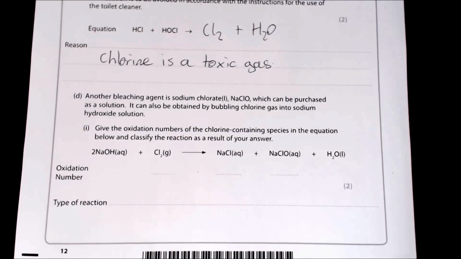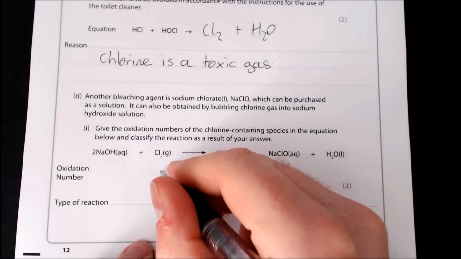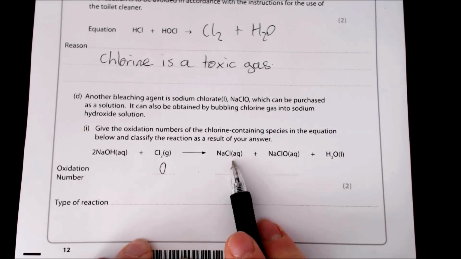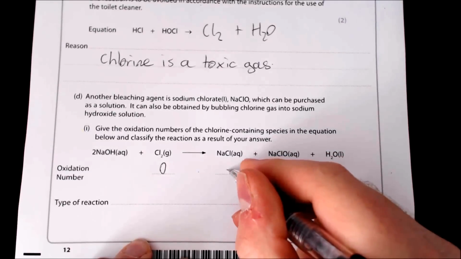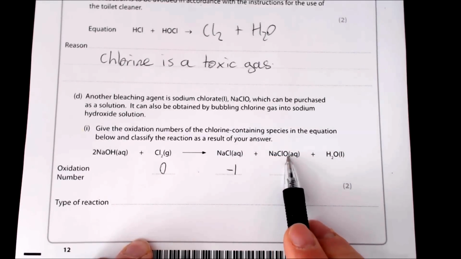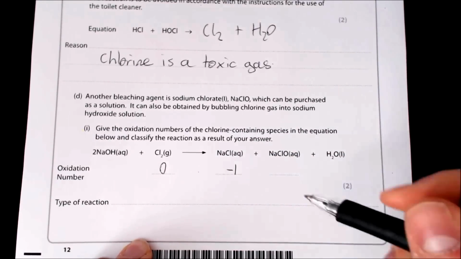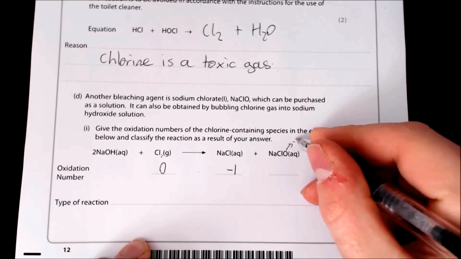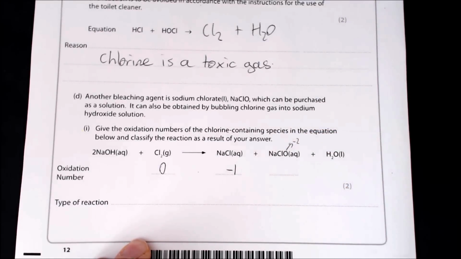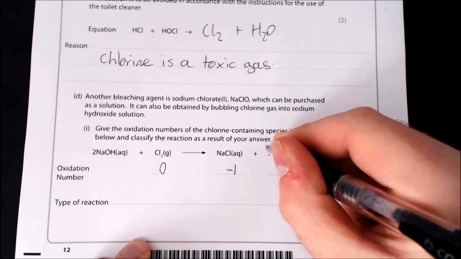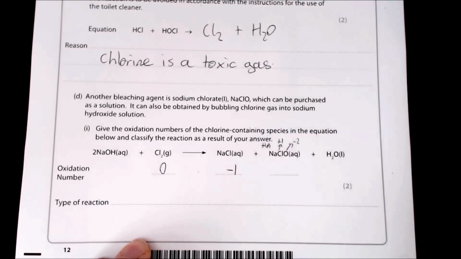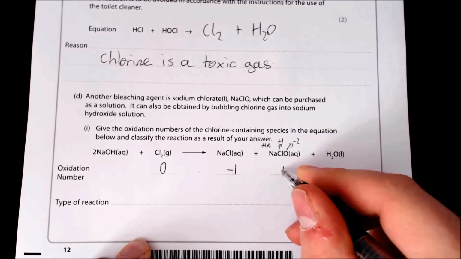Right, so the oxidation number for elements is 0. For sodium chloride, sodium is +1, so this is going to be -1 for chlorine. And then sodium chlorate(I), which is this one here. Now oxygen in this case is -2, and the sodium is +1. So therefore the chlorine has got to be +1, which is quite unusual really.